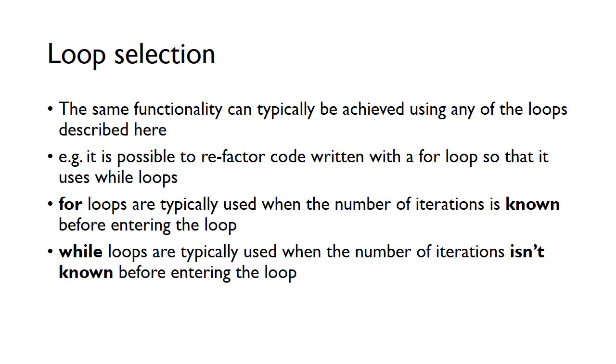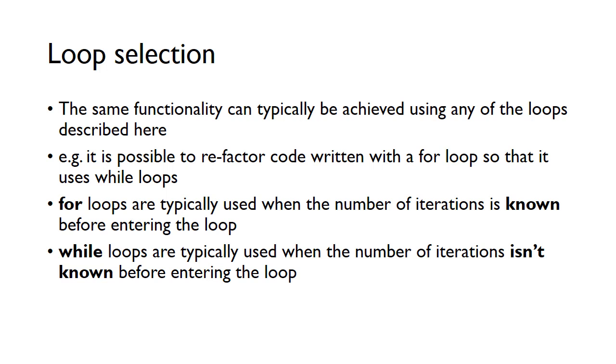So basically, the same functionality can be achieved using any of these different loops. You can get some code that's written with a for loop, and then translate it so it's written with a while loop or a do while loop. You could just refactor the code to use any of those constructs. When you're writing code and you know that you need to implement a loop, it's up to you to choose which one to use.